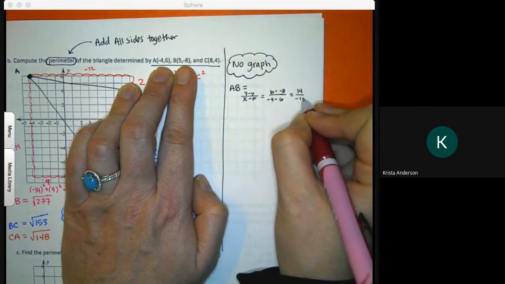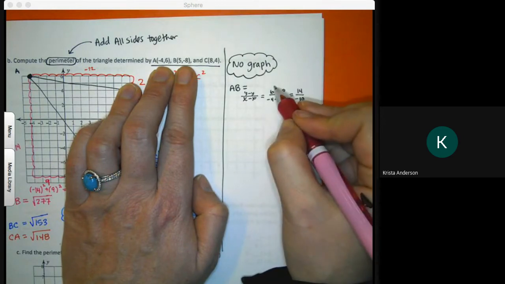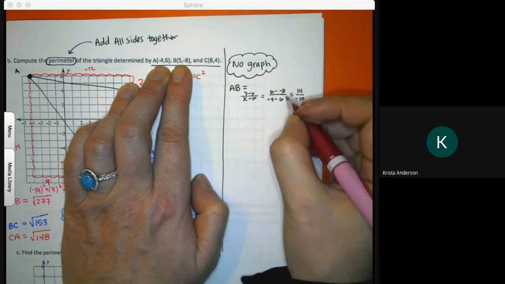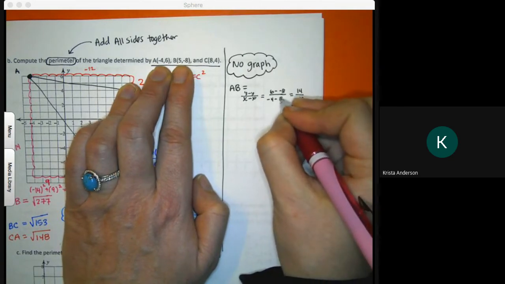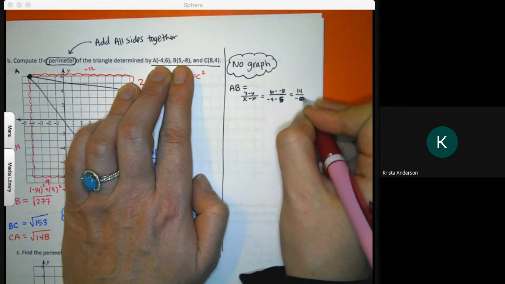Did I count right? 6 over -4. Oh, that's a 5. Sorry. That's a 5. It's -9.